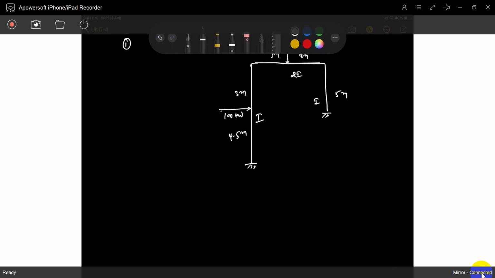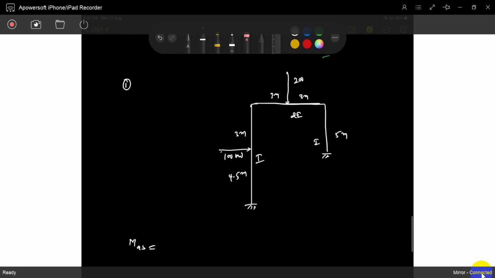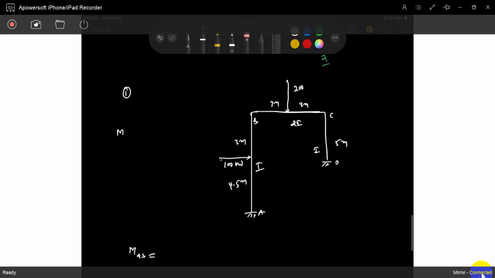I will directly write slope equations. So tell me, write A, B, C, D. Find out the fixed end moments. So what is 100 times 4.5 times 3 squared by 7.5 squared? What is that value? That value is 72.